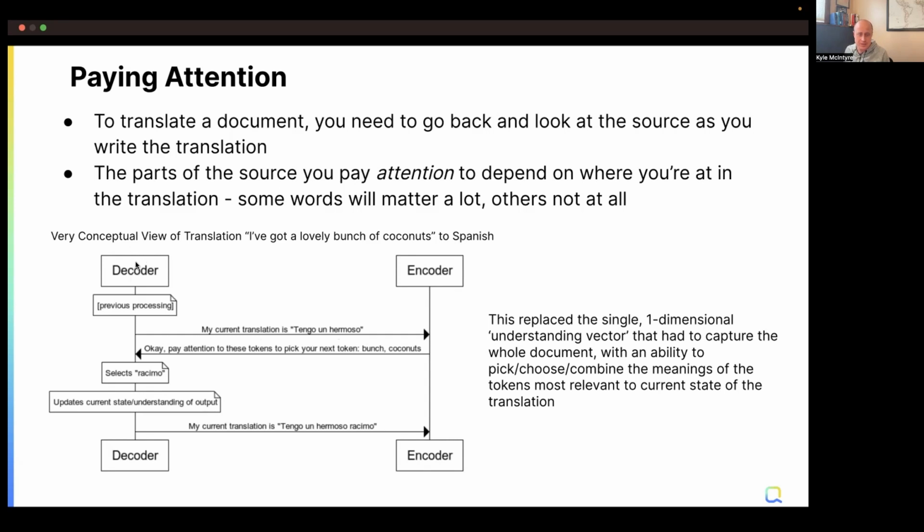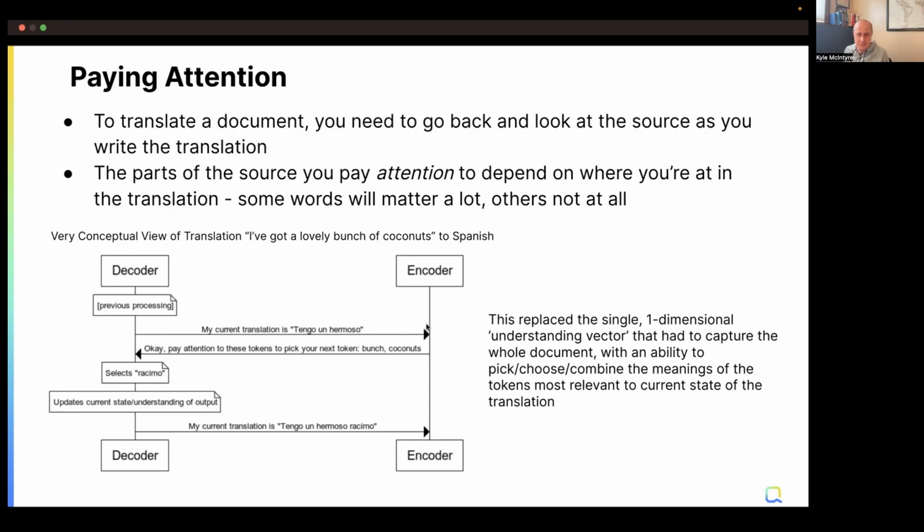So in this case, we're translating "I've got a lovely bunch of coconuts" to Spanish. And so the decoder, note that I've got this flipped from the way it was on the last slide. So this is the decoder. This is the writer that's writing stuff in Spanish. And the decoder would kind of say, okay, I need to pick another token. My current translation is this.